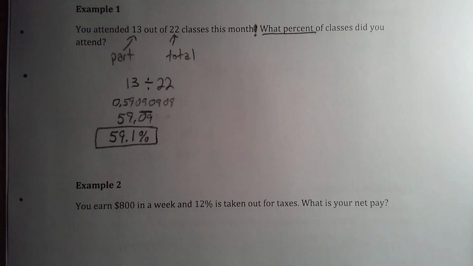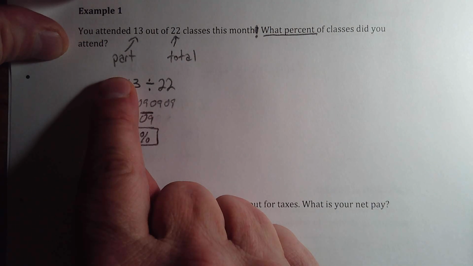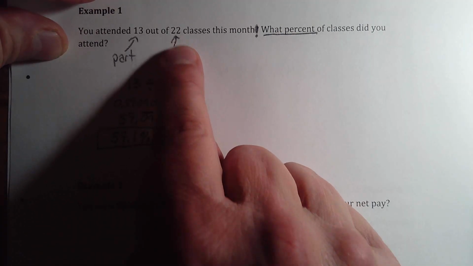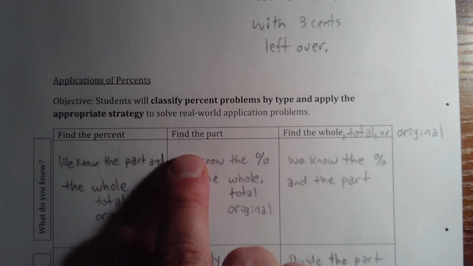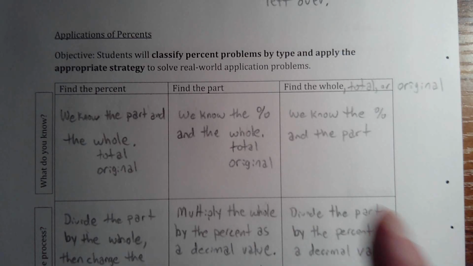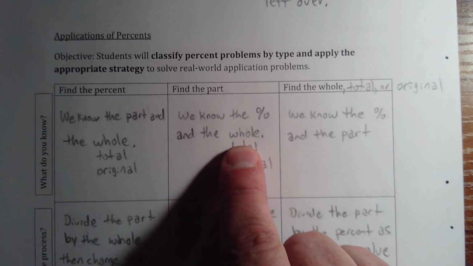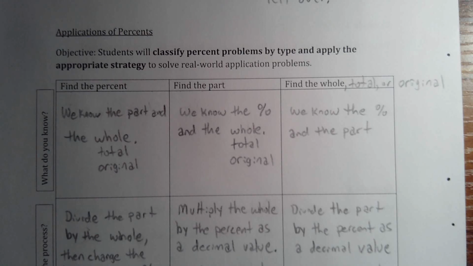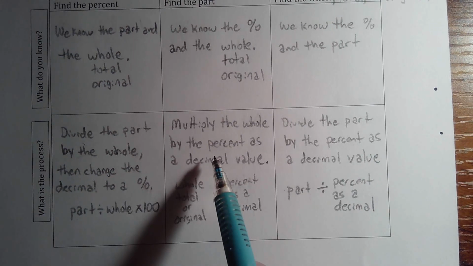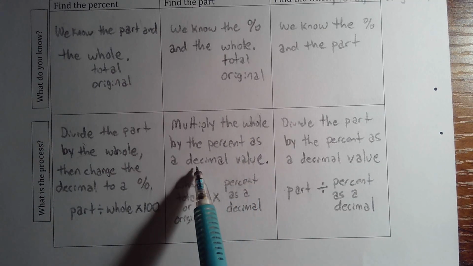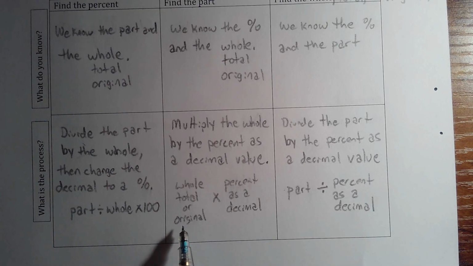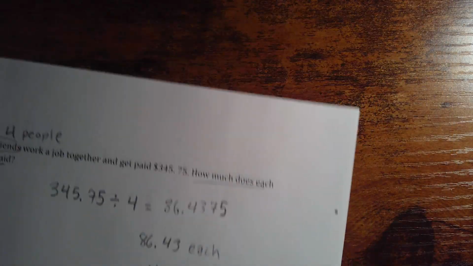That is how we are going to find the percent. Once again, we'll know the part and we'll know the whole, total, or original, depending on which word best describes it. But now, what if we're trying to find the part? If we're looking for the part, obviously we're going to know the percent, and we're going to have to know the whole, or the total, or the original value. In this case, this is a multiplication problem. You multiply the whole number by the percent, but you multiply it as a decimal value. So you have the whole, total, or original, times the percent as a decimal.